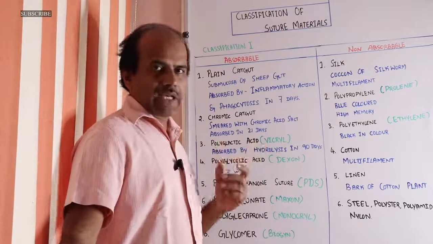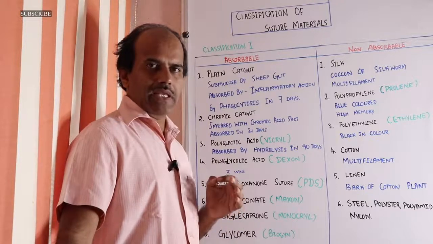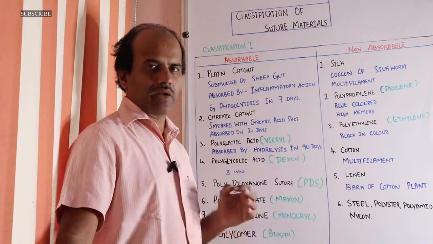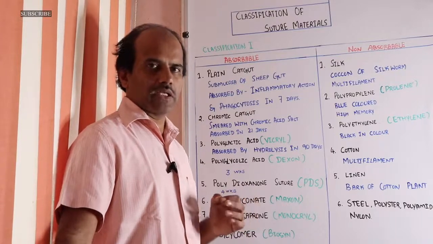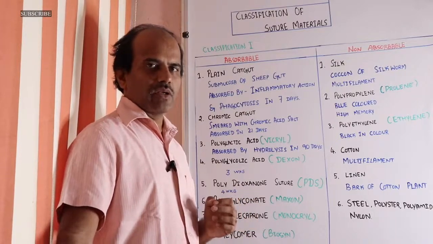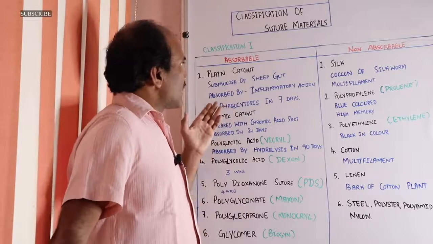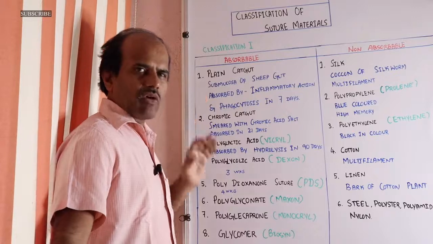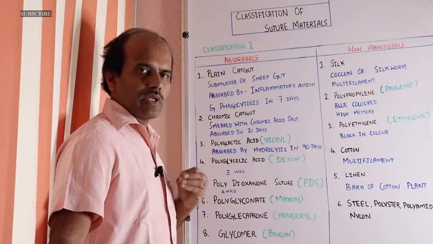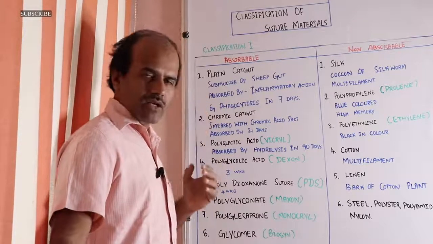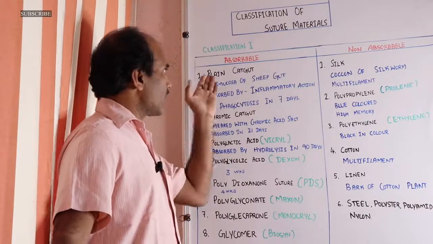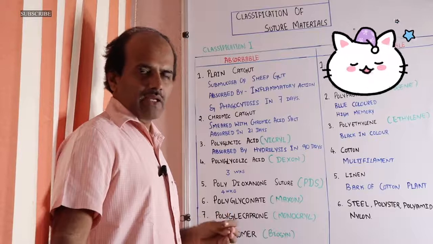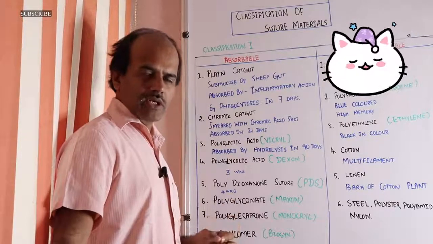The suture material usually gets absorbed within the body either by enzymatic reaction or by hydrolysis, either one of them or a mixture of both processes. The example for absorbable suture material is plain catgut. We call it plain because chromic catgut is also available. We are not using the gut of the cat here, so this is just a misnomer.